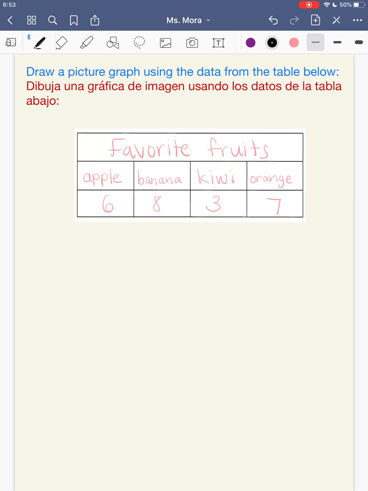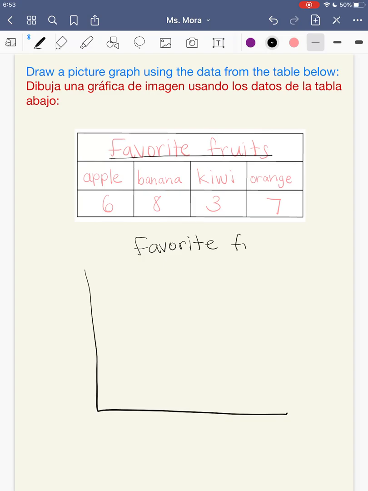So guys, hopefully you drew your picture graph. So remember, you start with a big L and you write your title first. Favorite fruits. So I'm going to put that up here. Favorite fruits. Okay. And I'm just going to start with my categories down below. So A for apple, B for banana, K for kiwi, and an O for orange.